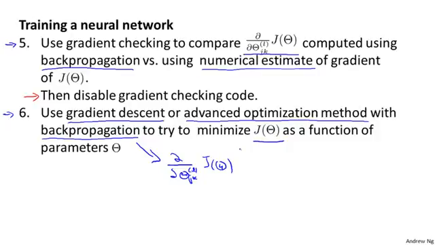And by the way, for neural networks, this cost function J of theta is non-convex, and so it can theoretically be susceptible to local minima. In fact, algorithms like gradient descent and the advanced optimization methods can, in theory, get stuck in local optima. But it turns out that in practice, this is not usually a huge problem.